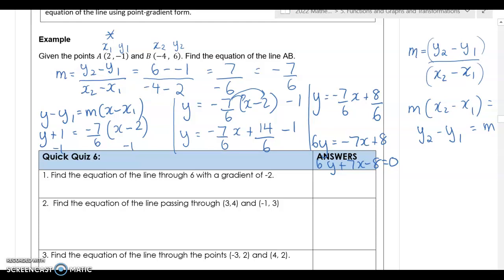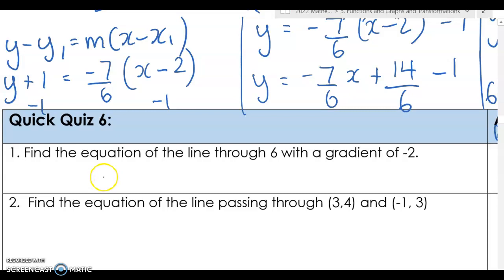Okay, let's look at our quick quiz number 6. Find the equation of the line through 6 with a gradient of minus 2. Okay, so we know that m is equal to minus 2 on this question. And I don't think this question's got enough information in it, but it says find the equation of the line through 6. I'm going to assume when it says through 6 that that's our y-intercept. That's what we're going to assume in that case. So our b is going to be 6.